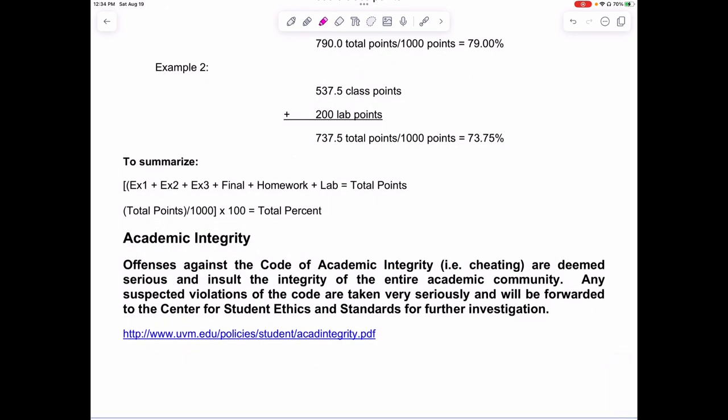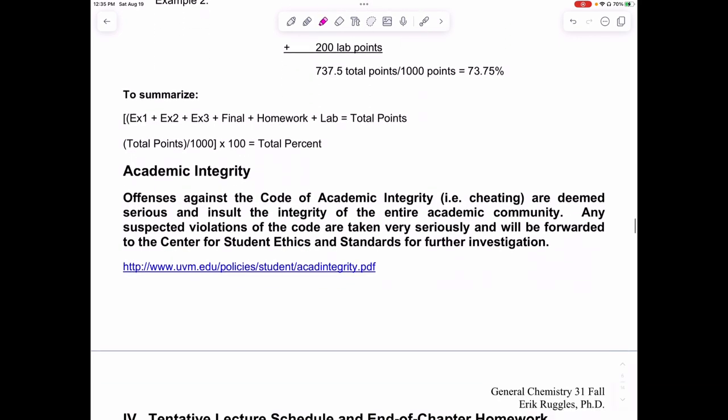Academic integrity: don't cheat. Pretty simple. I hate being the bad guy and reporting someone trying to cheat and going through that rigmarole of bureaucracy, which can happen. Do your own thing. Realize this is your learning. This is your deal. You want to learn. Don't cheat. Cheating is not learning.